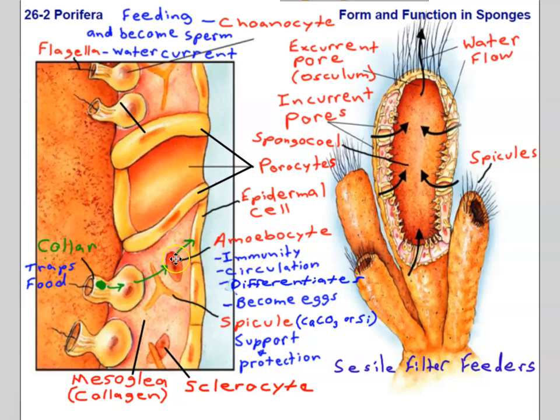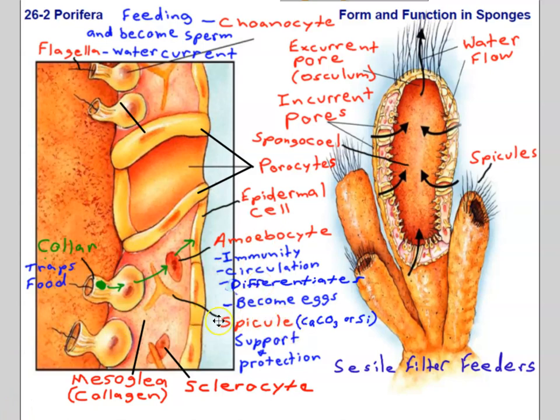So again, what I just explained is how amoebocytes function in circulation. They also differentiate, like I said, into other cell types. One of the cell types that they differentiate into are egg cells. So choanocytes will differentiate into sperm cells, and amoebocytes can differentiate into egg cells for sexual reproduction. So amoebocytes are a really important basal cell type in sponges.